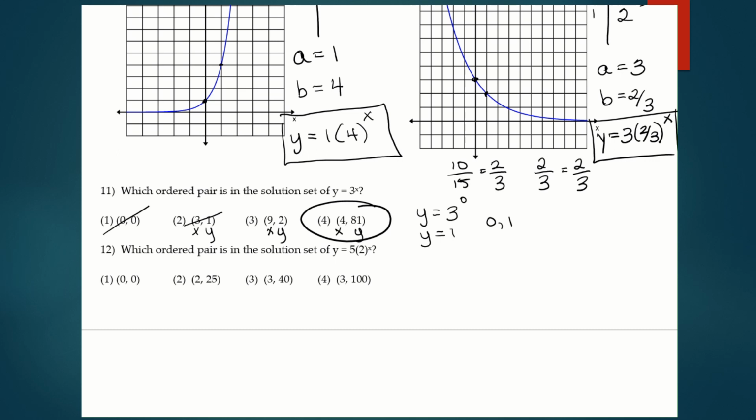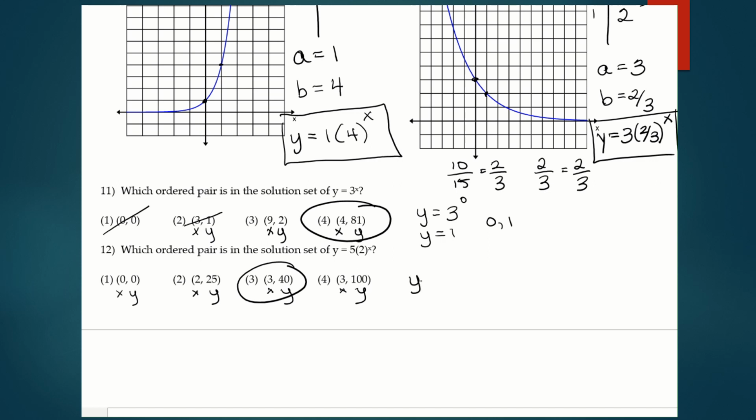Same deal. Which ordered pair is in the solution set of y equals 5 times 2 to the power of x? Once again, you can plug this right into your calculator. You can take a look at the table of values. I would plug it in exactly as you see it. 5 parentheses 2, close the parentheses, raised to the power of x. You are also more than welcome to do all of this by hand. Remember, exponent comes before multiplication. But for me, I'm looking at the table and I'm looking at all these ordered pairs and I'm saying, all right, which ordered pair do I actually see on the table for this particular function? The only one I see is number 3.